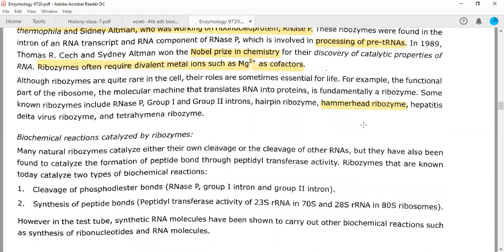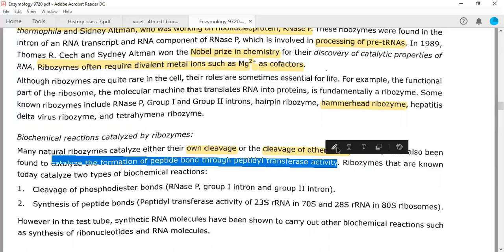Now the functions are also given here. Many natural ribozymes catalyze either their own cleavage, or they cleave other RNA species. For example, RNase P catalyzes the cleavage of tRNA. They have also been found to catalyze the formation of peptide bonds. Not only do they cleave themselves or other targeted RNA species, they are also involved in the formation of peptide bonds when translation is happening.